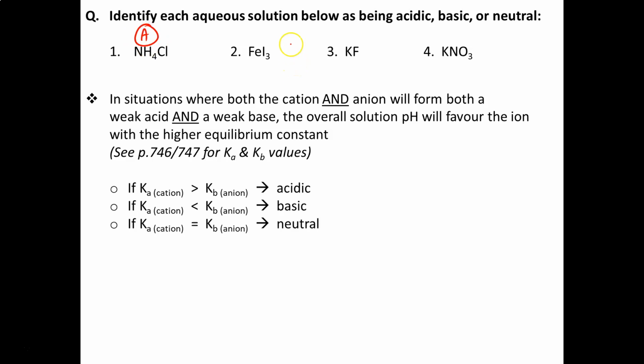So what I want you to do at this point is press pause and try out these 3 salts and tell me, will these 3 salts make my solution acidic, basic, or will they have no effect and make my solution just neutral?